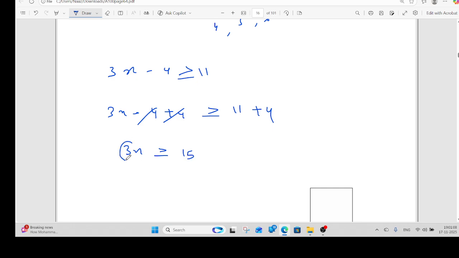Now we have 3 extra with x. We want to isolate x, so we divide both sides by 3. This 3 and 3 cancel out. 15 divided by 3 is 5. So x is greater than or equal to 5. Equal to means 5 is also included in our solution. 5 and all values which are greater than 5 are my solution.